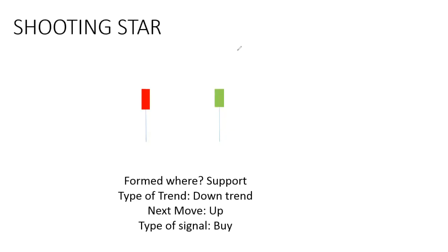Okay, now let's start off with the shooting star. If we take a look at the screen, we've got two candlesticks, the red one and the green one. The reason I've got them like this is that they mean one thing, as long as it's a shooting star found on support. So let's look at why I say so.